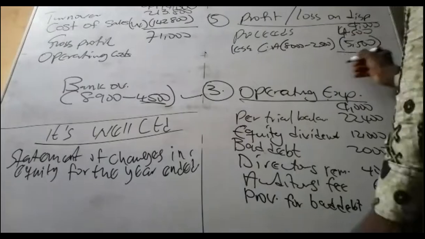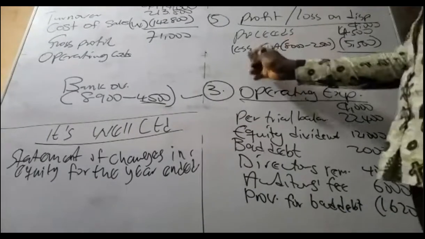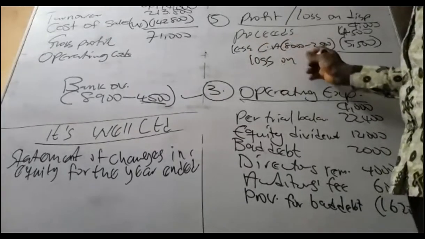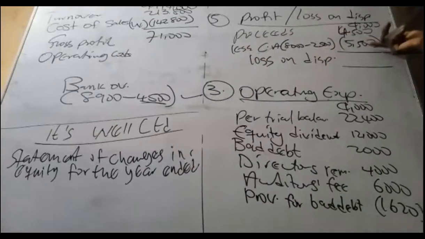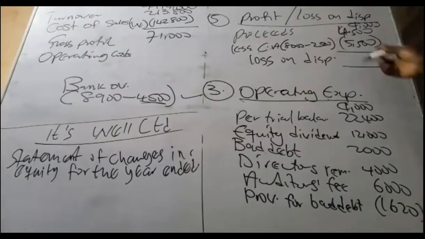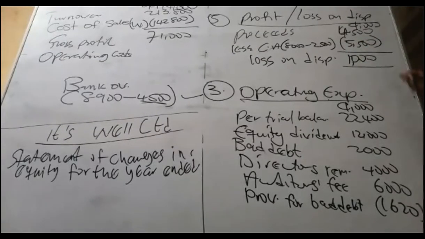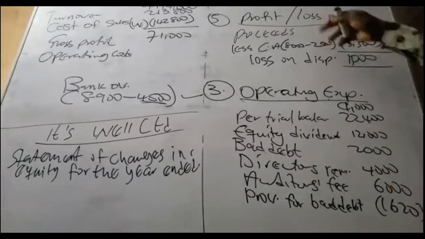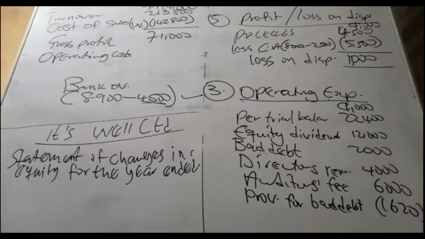5,500. So will it be a profit or a loss? There'll be a loss on disposal. Why? Because the carrying amount is more than the proceeds. So loss of what? 1,000. So in this question, if you get to the other income before calculating this, you'll be in trouble. That means the loss must be part of the operating cost.